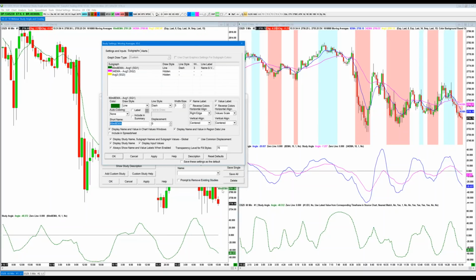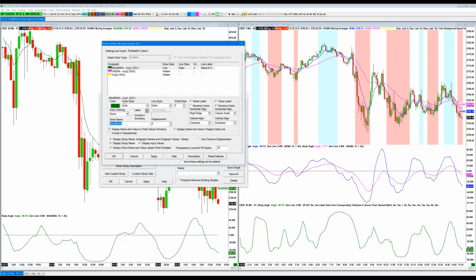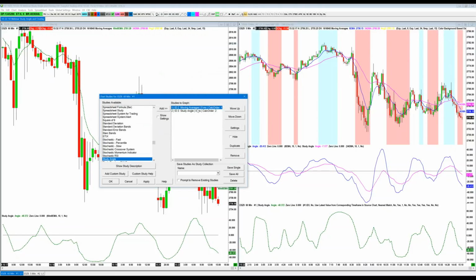All right, so if you want to name your study and you want a line or a little text label there, you can put a short name in and then check this little name label box. And so right now we're only having the 60-minute 8 EMA up here. There's the other ones, the 34 and the 15; these are not being drawn because these two are set to hidden currently, as we can see here. Okay, so we've got the moving averages, and then we've got a study here called Study Angle.